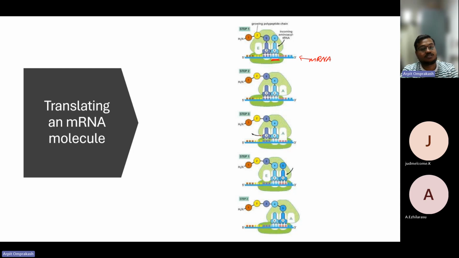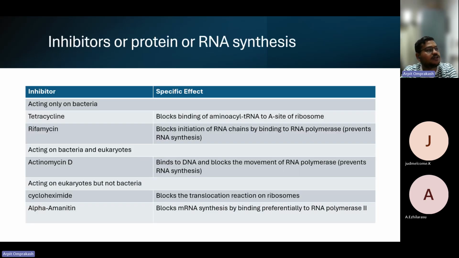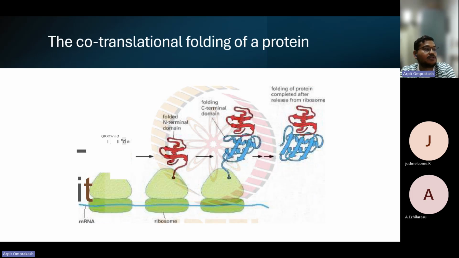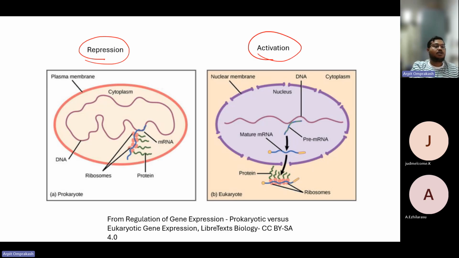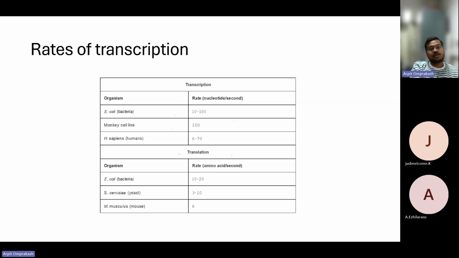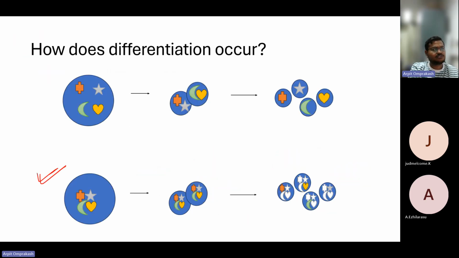Basically, how the process of translation occurs using ribosome, tRNA, and mRNA. We talked about structures such as the polyribosome, then how we can inhibit protein or RNA synthesis, and how these are used to make drugs for bacterial or eukaryotic infections. Then we talked about the co-translational folding of a protein. Then we talked about gene regulation, why it is important, and how it happens in prokaryotic and eukaryotic cells. Then what the rates of transcription and translation are in different cells, and how gene regulation helps in developmental growth and cell differentiation.